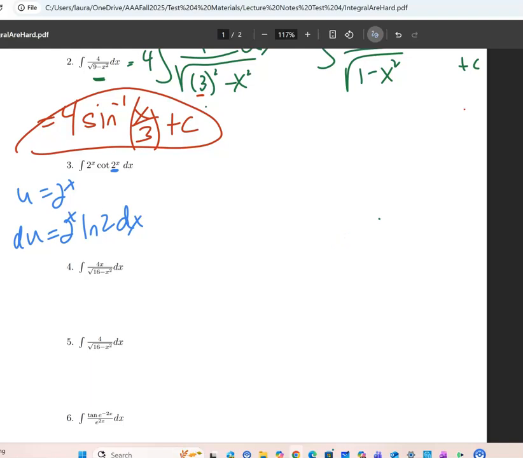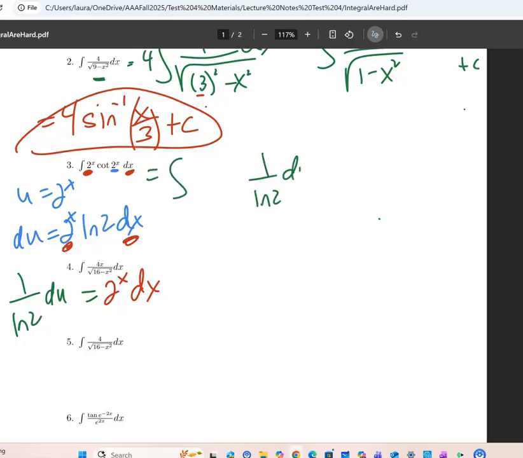So now I can take this. Let's make sure we know how this works. So 2 to the x and dx come out, and I can put in a 1 over ln of 2 du, right? 2 to the x dx comes out, and I put in the 1 over ln of 2 du. Okay, so the red for the green. And so then I'm looking at, what do I have left? I've got the cotangent, and I put the u in there.